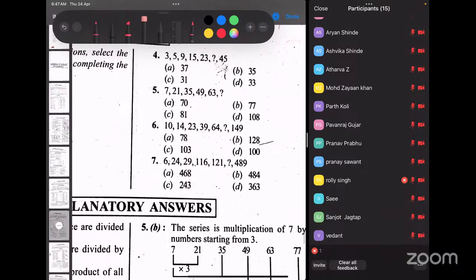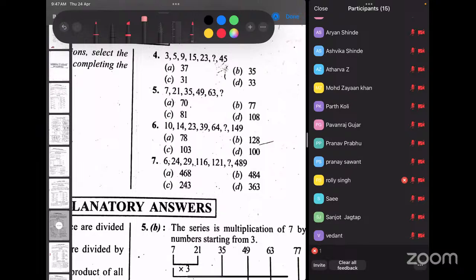What will be the answer for question number 5? Option B. I think it's a multiple of 7. Yes, sir. 7 times 3, 7 times 5, 7 times 7, 7 times 9, then 7 times 11, because we are multiplying by odd numbers. So answer will be 77.